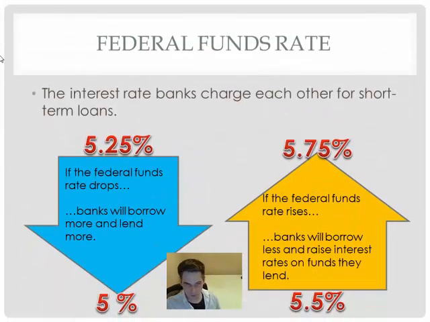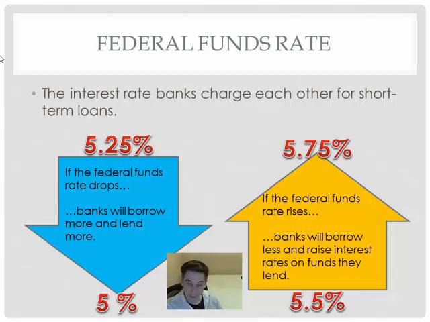So the federal funds rate. The federal funds rate is the interest rate that banks charge each other for short-term loans. So a bank can take a loan from the government, but they might also take a loan from another bank. And this federal funds rate is a rate set by the Fed. That's why it's a federal funds rate. So the Federal Reserve sets this rate.